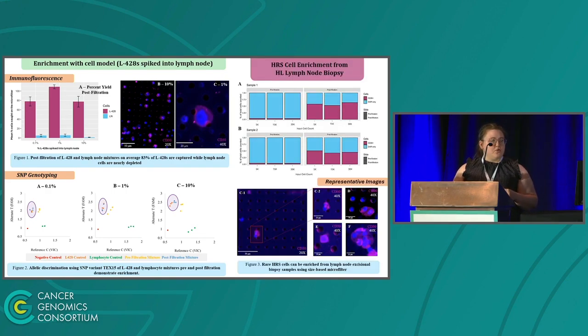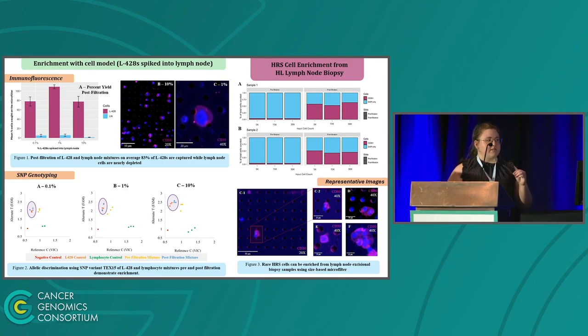Given these results, we moved forward with a clinical sample. For this, we used lymph node excisional biopsies, and we've been able to assess 2 samples thus far. We used the immunofluorescence method that we optimized using our cell model for these experiments, and we looked at a few different input cell counts for each of our samples, given that we weren't sure how many HRS cells we might find.